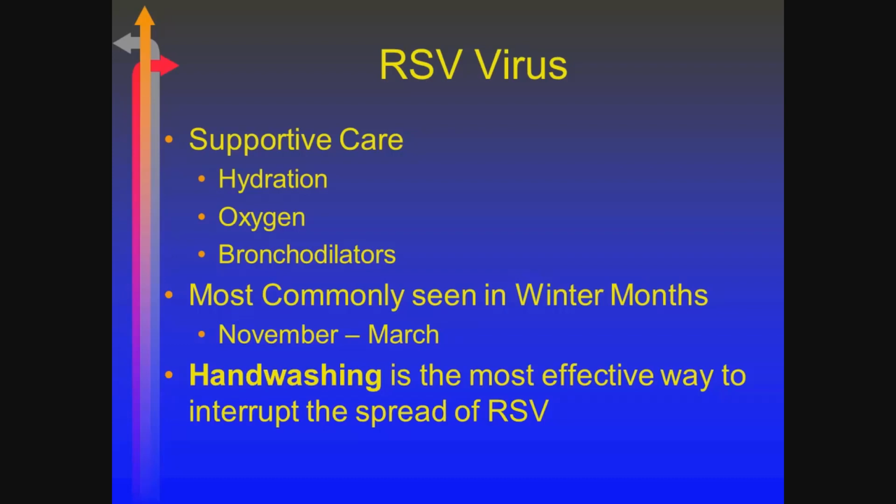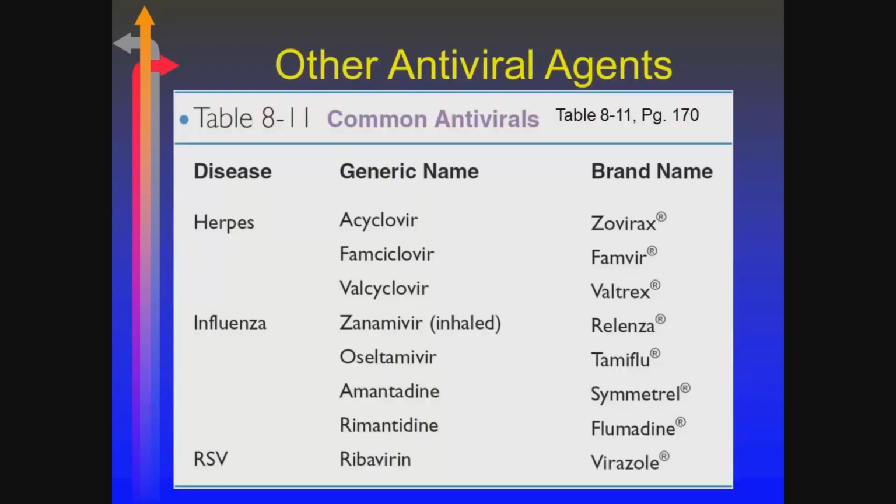We see RSV. This is the point in time where we're coming close to the end of the season, but it starts usually late October, early November, and runs through March, and we'll see a lot of cases coming in through the ER. And obviously, this is one that is very easily spread just by simple contact, so we need to make sure hand washing is effective.